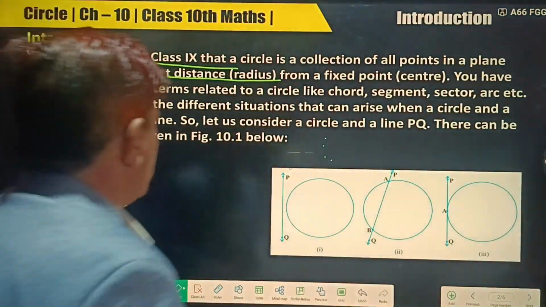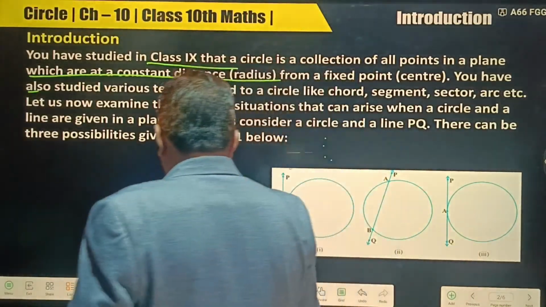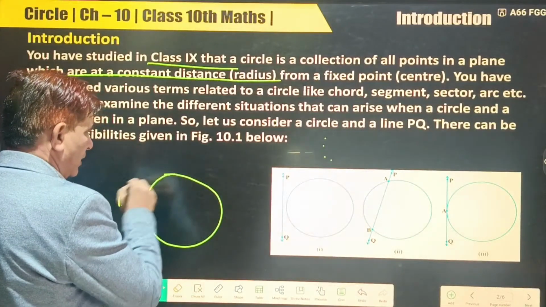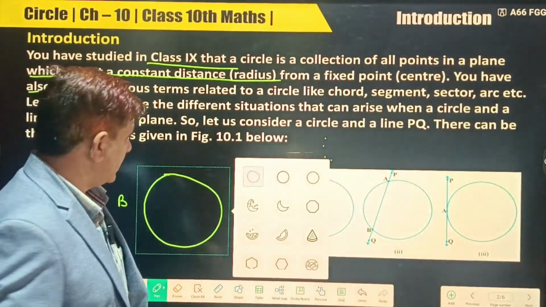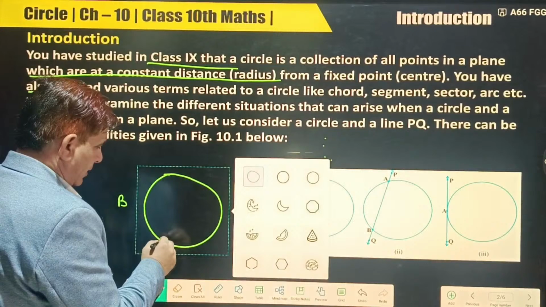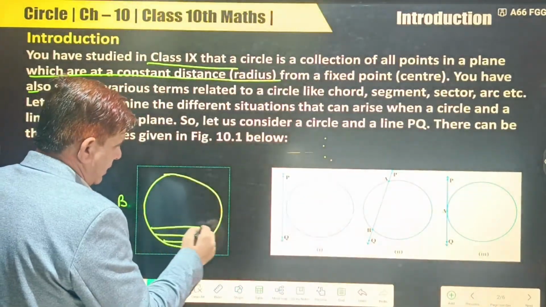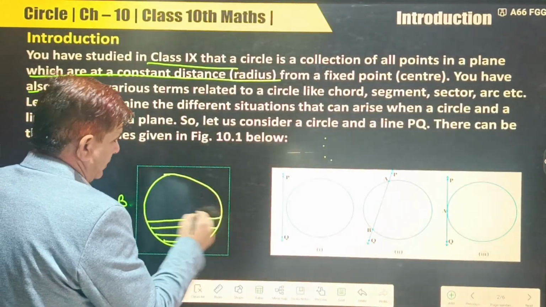At how many points? 2 points. So like this we are having a circle. This is a circle. Circle is like this. These all are the chords of the circle. What are these? Chords of the circle.